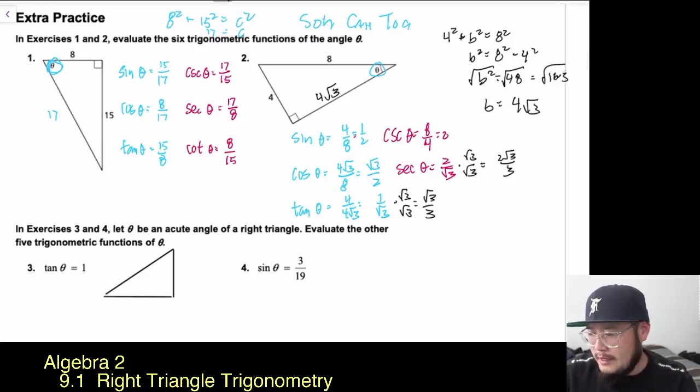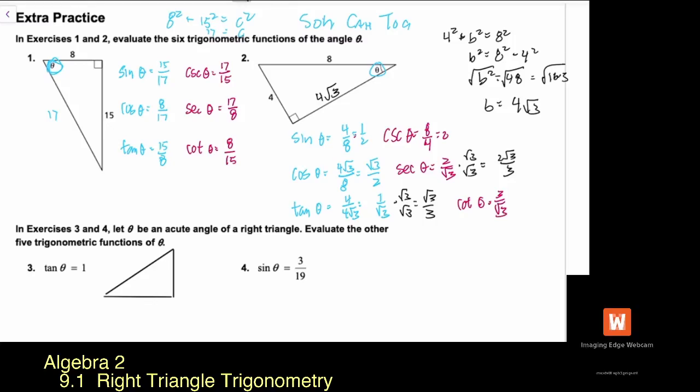Finally, we have cotangent theta. That's equal to 3 over rad 3. But once again, we cannot have a radical in our denominator. We're going to rationalize, and so I got 3 rad 3 over 3. And guess what? The 3's cancel out, and I'm left with rad 3.